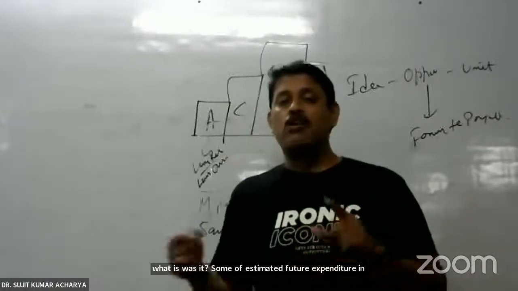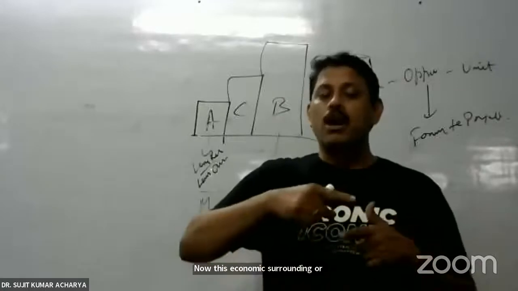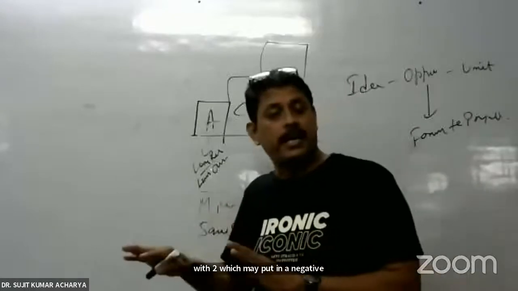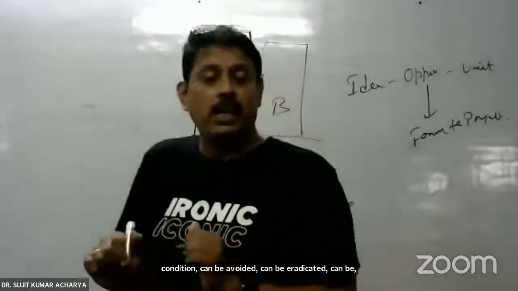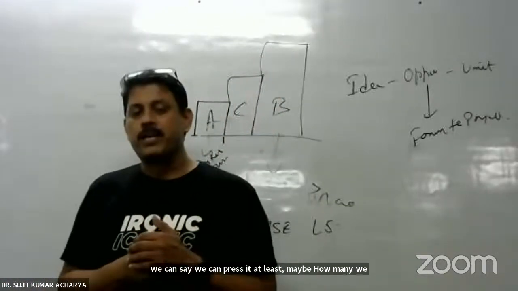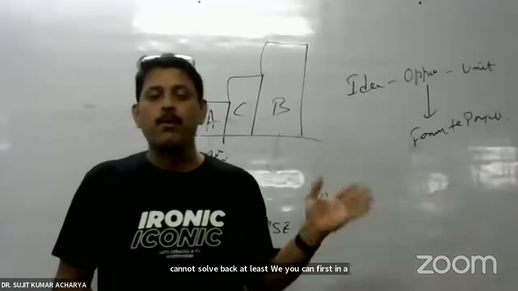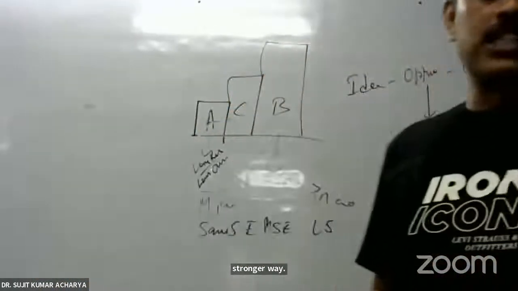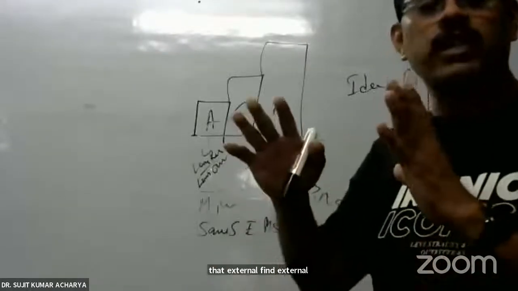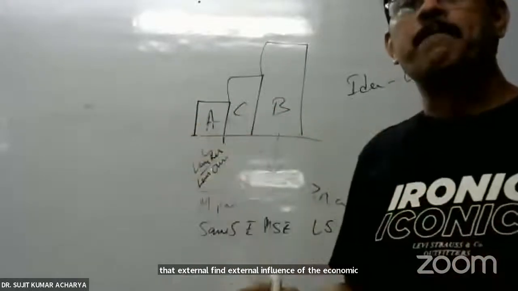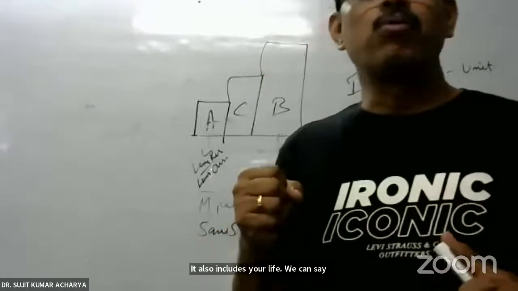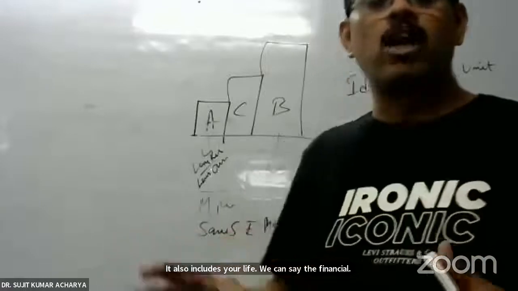Now, these economic influences which may put you in a negative situation can be avoided, can be eradicated, or at least we can face them. We cannot back down. At least we can face them in a stronger way if you are able to prepare the project. So the first is that the external influence of the economic condition will certainly be avoided. It also includes the financial status and the rules and regulations of the finance department. These can all be studied.